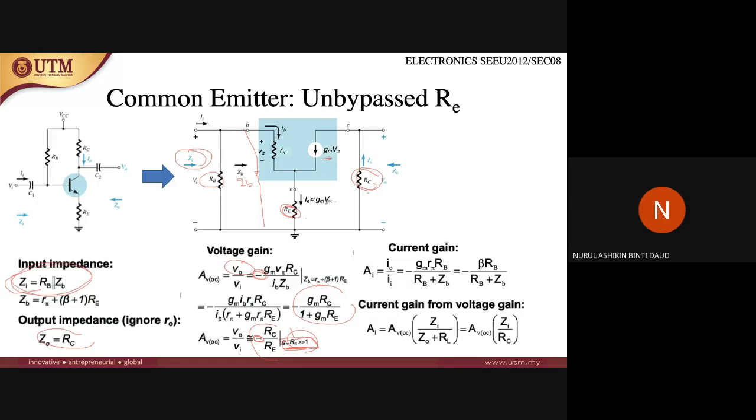For the current gain, this is output over input, so you will get it like this. This is the current gain, obtained from the voltage gain as well.